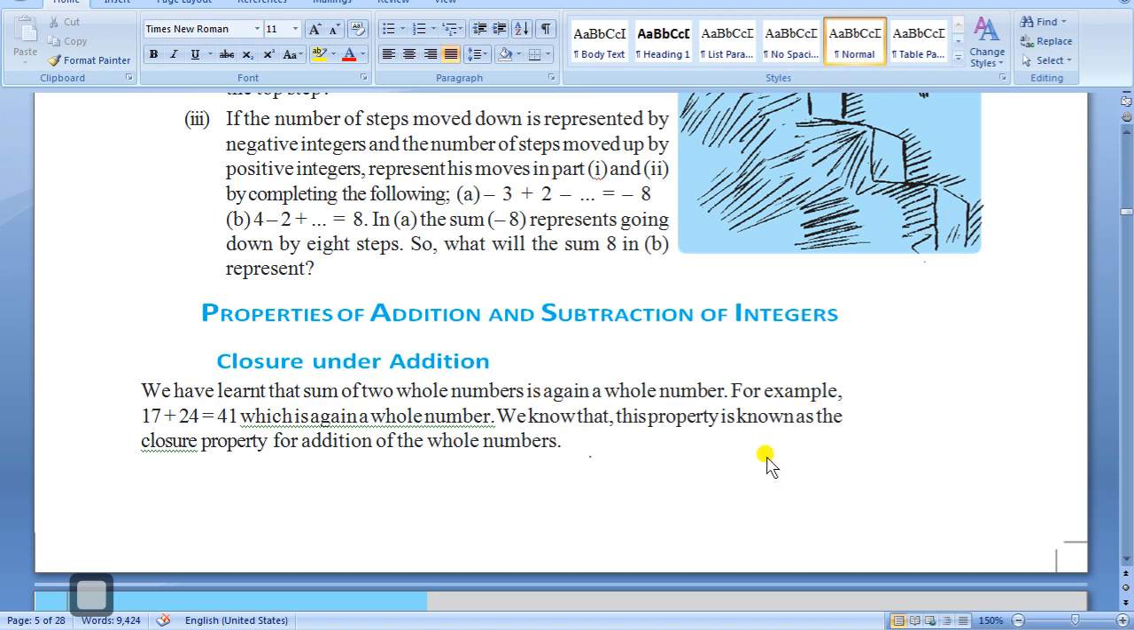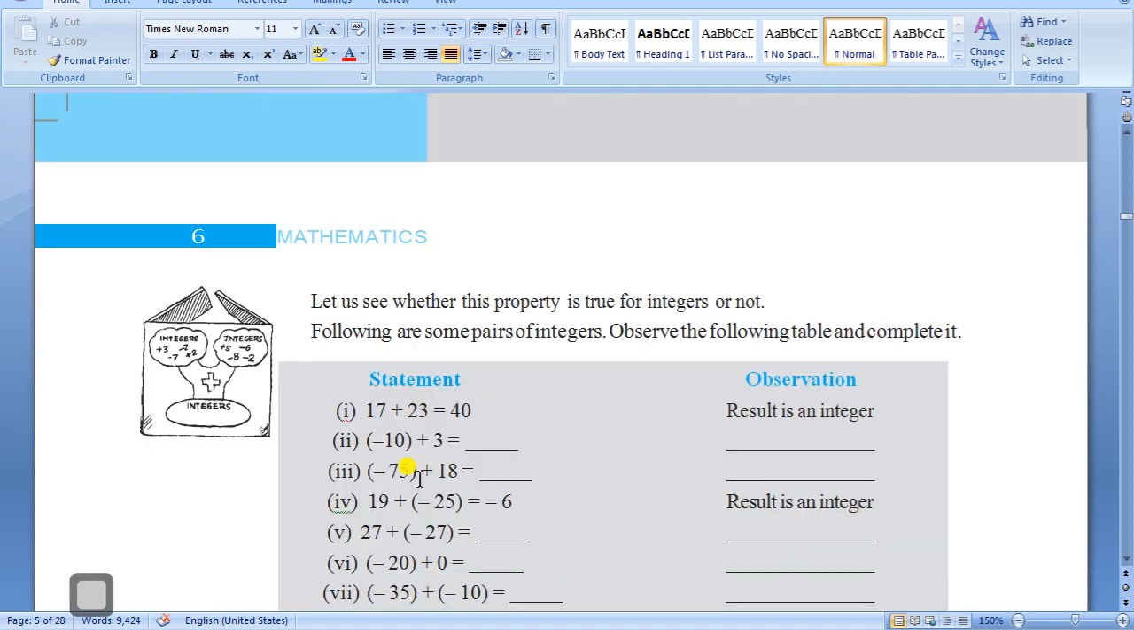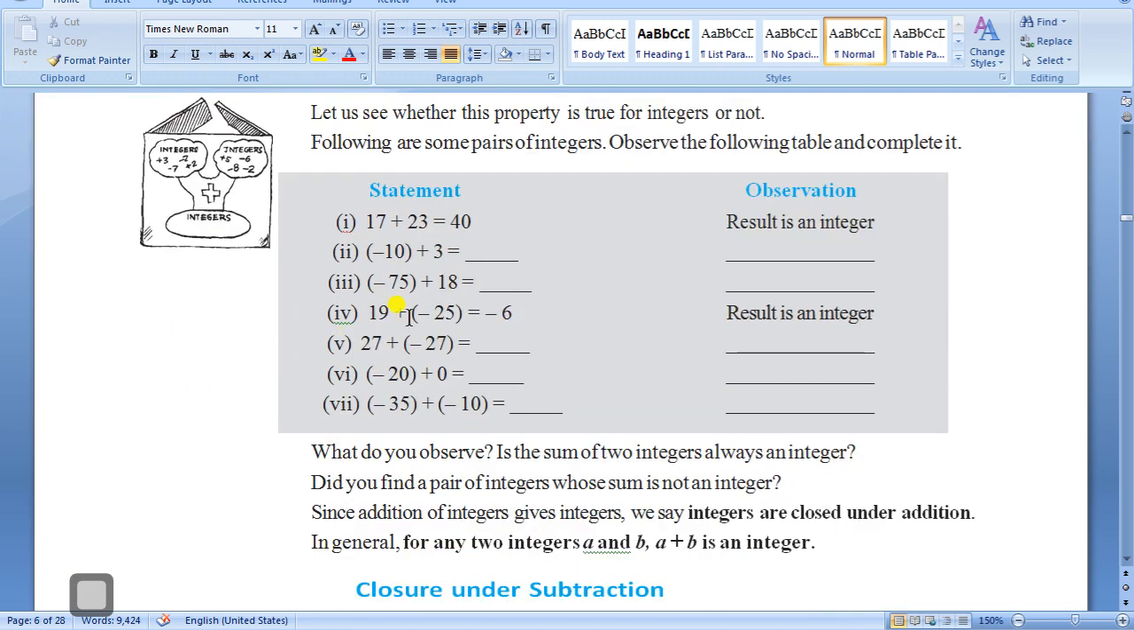You have learned that the sum of two whole numbers is again a whole number. For example, 17 plus 24 is equal to 41, which is again a whole number. We know that. This property is known as the closure property for addition of whole numbers. Now, let us see whether this property is true for integers or not.